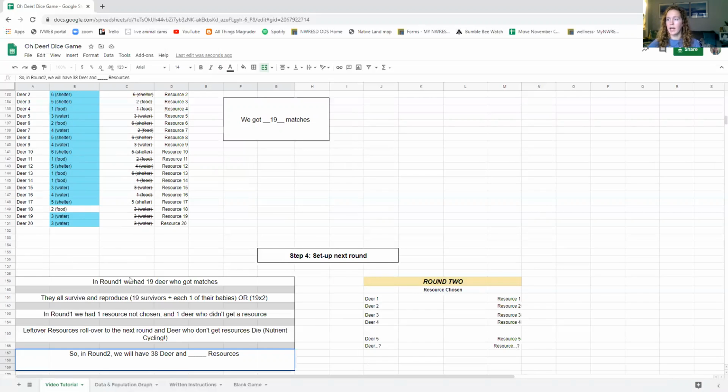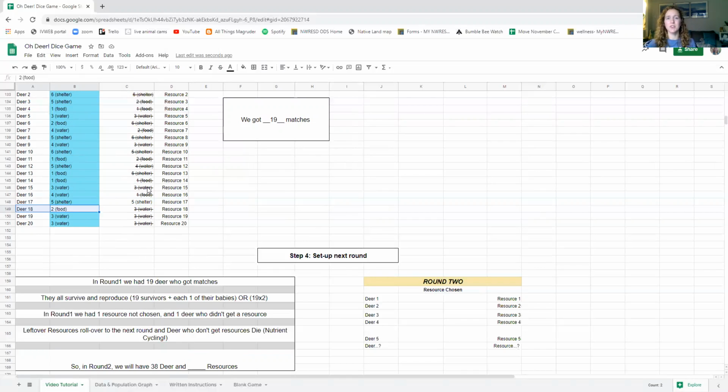All right. And in round 1, we had the one resource that wasn't chosen. That resource number 17 didn't get chosen. So that's just going to roll over into the next round. So we know we have at least one resource going into the next round. And we had one deer who didn't get a resource. Deer number 18 did not get a resource.